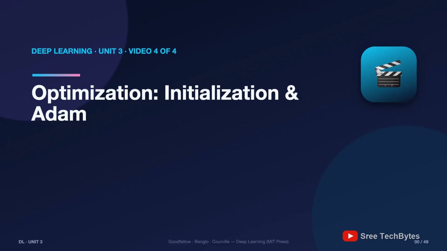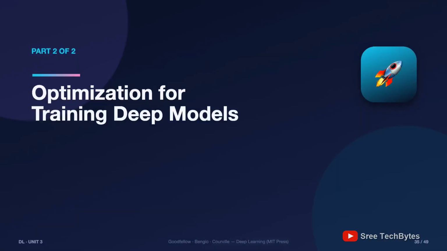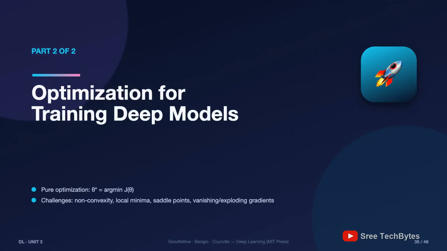Let's finish strong. Part 2: Optimization for Training Deep Models. Here's the framing. Training a network means searching a landscape with a billion dimensions for the lowest value. This part of the unit maps the terrain's hazards and engineers the vehicles to cross it. The route first: training stated as pure optimization, one formula.